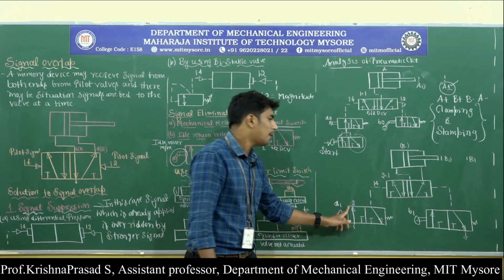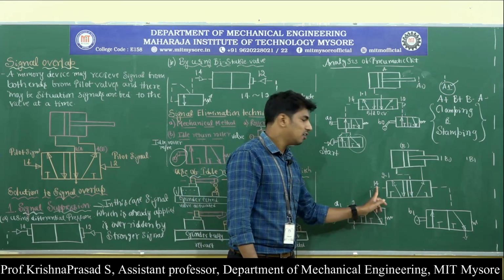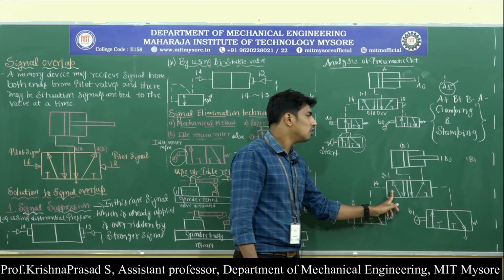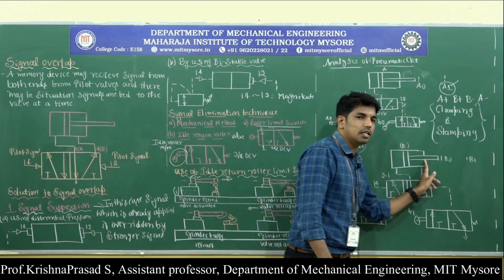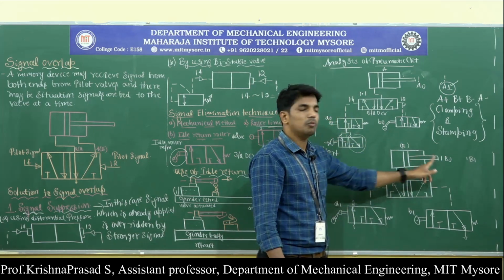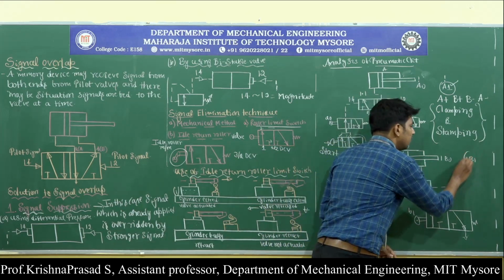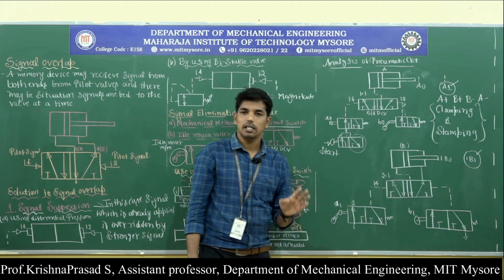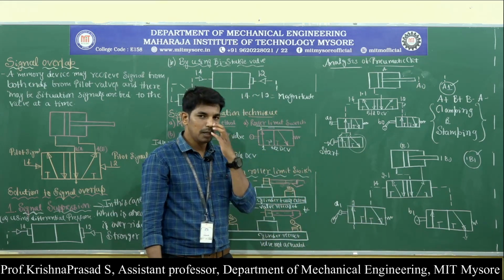This causes the pilot signal 1-4 to activate the direction control valve, that is the 5/2 direction control valve. This causes the extension of cylinder B. Once the extension of cylinder B occurs, B1 is going to take place. So what is meant by B1? B1 is nothing but the extension of cylinder B.